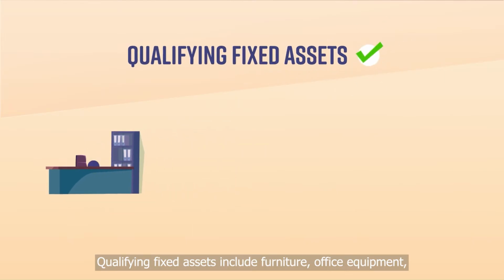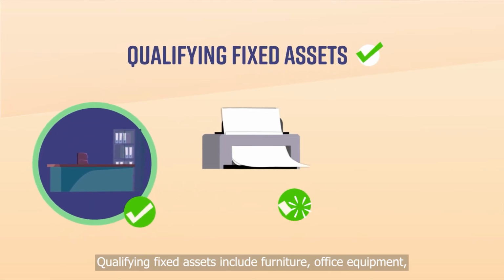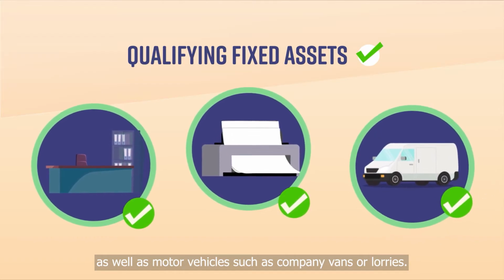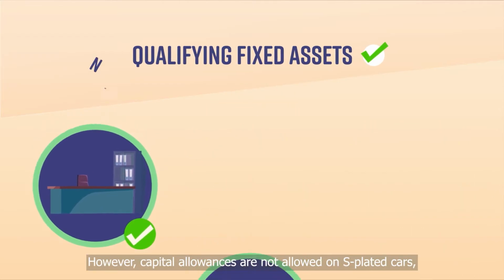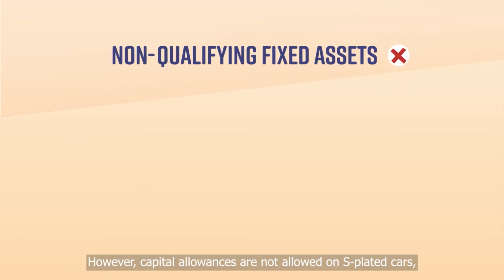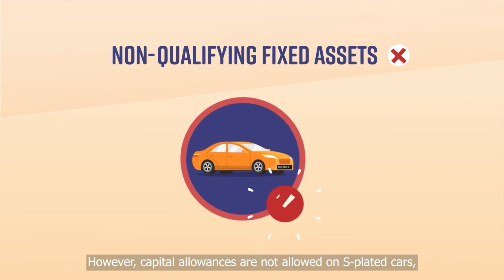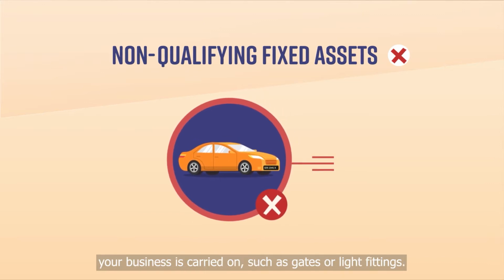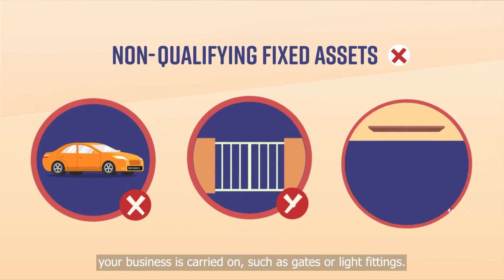Qualifying fixed assets include furniture, office equipment, as well as motor vehicles such as company vans or lorries. However, capital allowances are not allowed on S-plated cars or on items which are part of the premises in which your business is carried on, such as gates or light fittings.